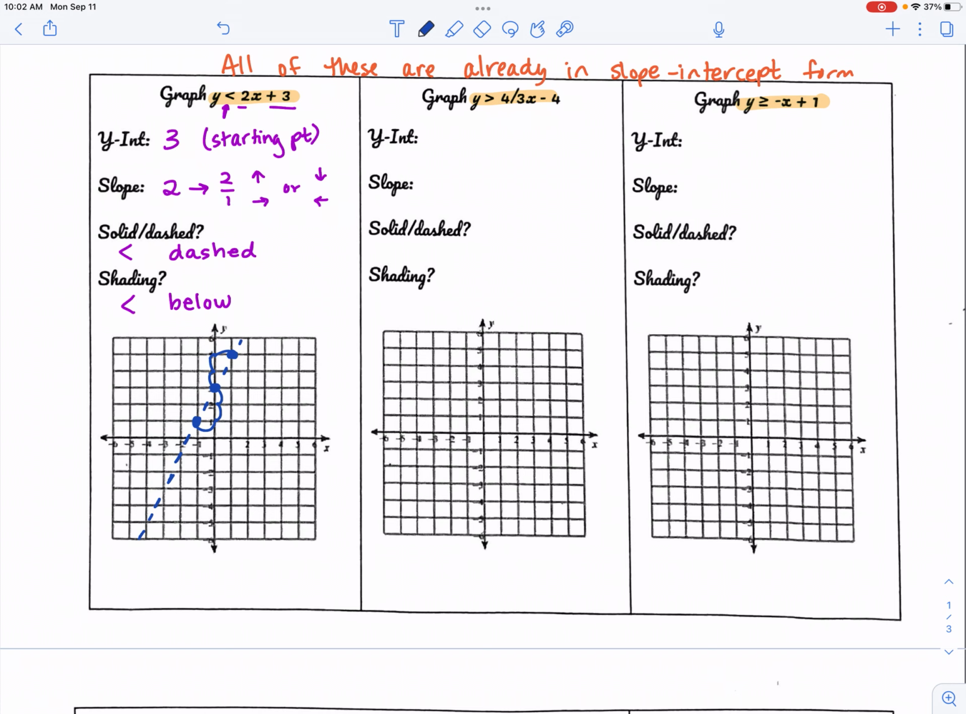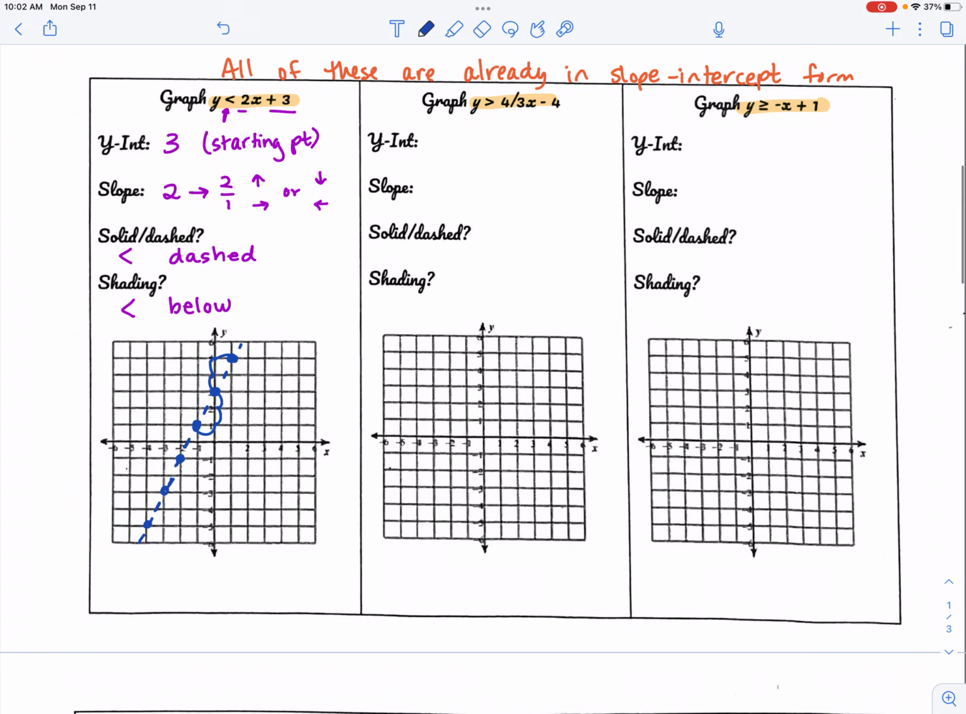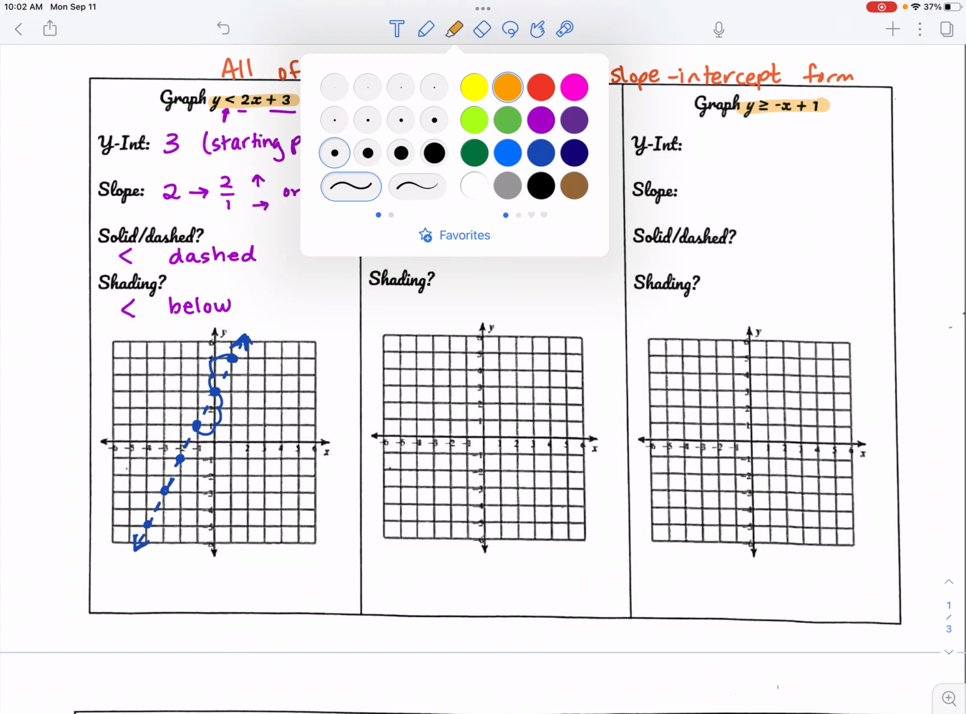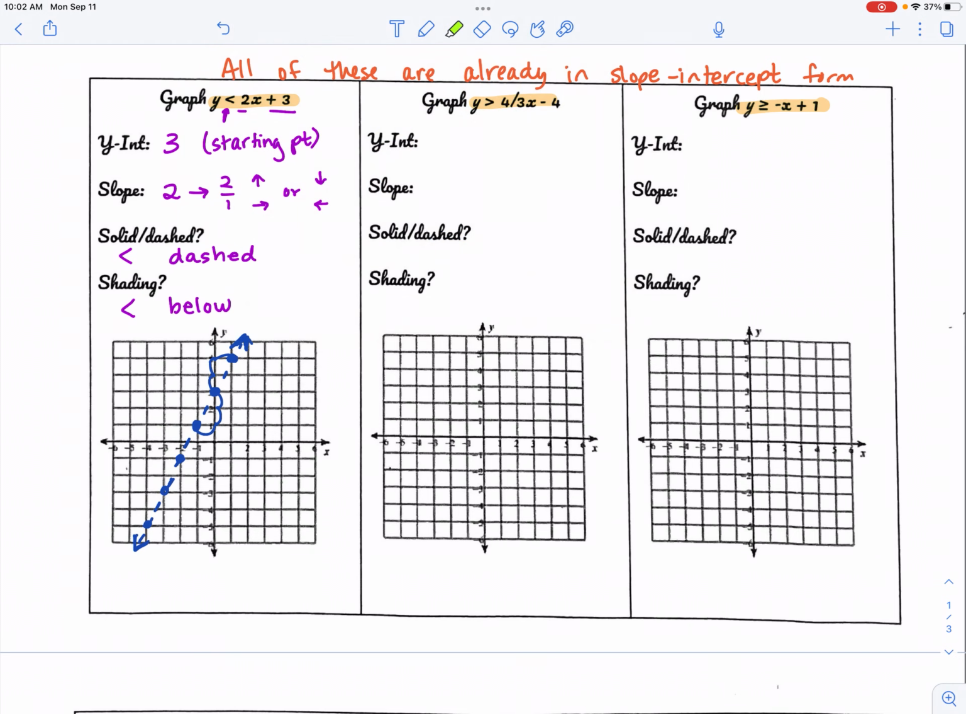Like this. If you want to do more points, you can see when you draw more points, if you just continue that pattern, down 2, 1 to the left, down 2, 1 to the left, you can see your line a lot better. So it is dashed. Don't forget the arrows, because that line keeps on going. And we want to shade below. So I'm going to shade below this, which is down here.